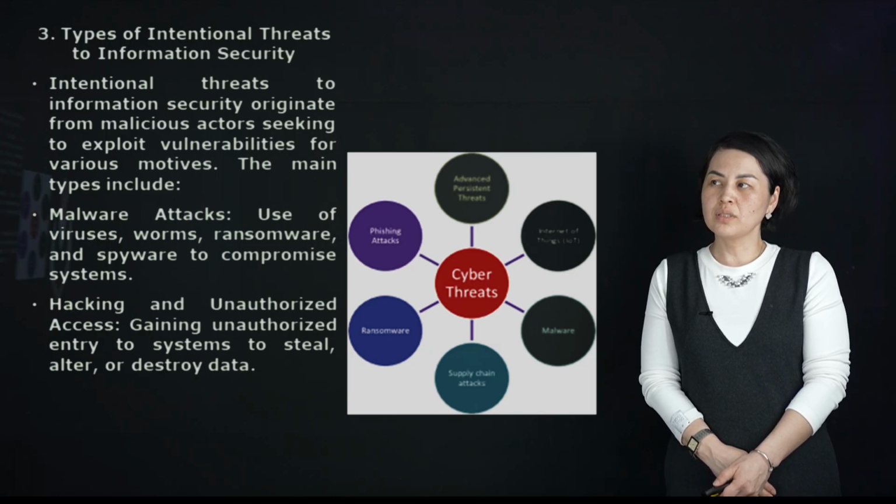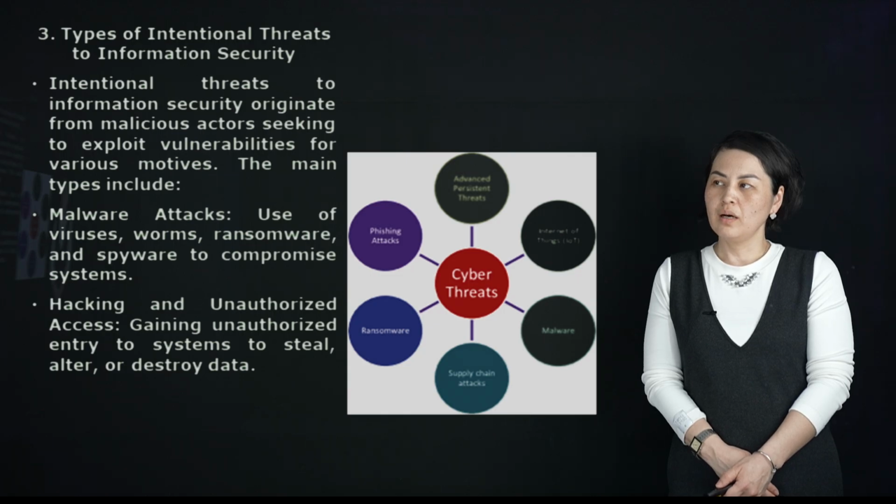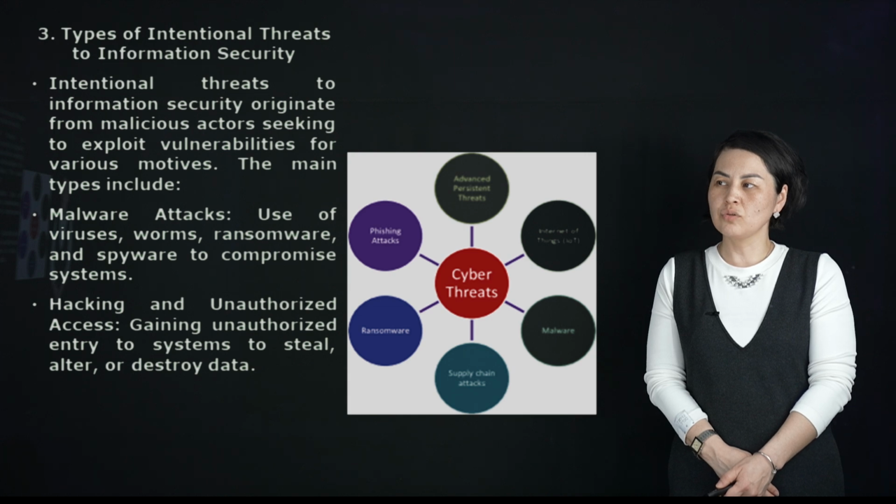The third question is about types of intentional threats to information security. Intentional threats to information security originate from malicious actors seeking to exploit vulnerabilities for various motives. The main types include malware attacks, use of viruses, worms, ransomware, and spyware to compromise systems. Hacking and unauthorized access is about gaining unauthorized entry to systems to steal, alter, or destroy data.